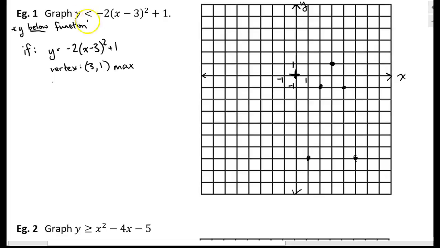Now I need to go back to this less than sign though. I'm like, oh right, it's not equal to. So instead of a solid line, I am going to draw a dotted line. There we go. Again, dotted line to represent greater than or less than, but not equal to. So I've got my dotted parabola. Now my y is below my function. That's how I'm going to think about this. So automatically I'm going underneath my function.